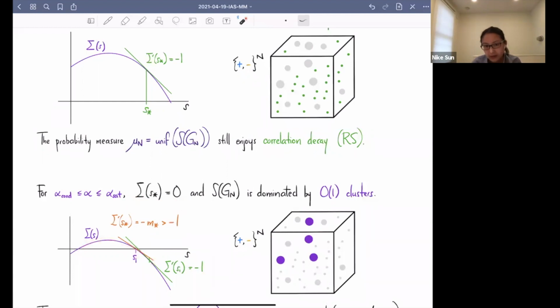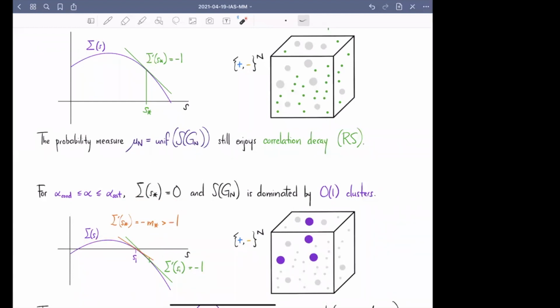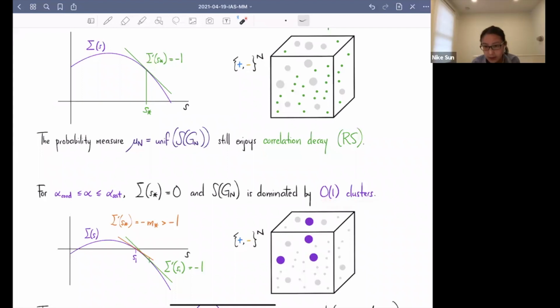Based on this, it was predicted that the solution space will be dominated not by exponentially many clusters, but by order 1 clusters. So the picture here is that you have a lot of clusters. The total number of clusters is exponentially many, but the vast majority of the solution space will be dominated by just a bounded number of clusters. So there will be like 100 clusters that take up most of the solution space, even though the total number of clusters is still exponential in n. That's the picture that's expected in this regime.